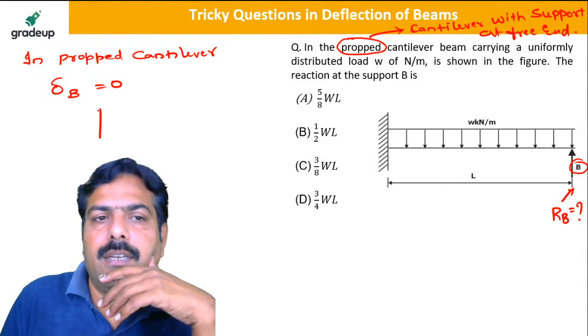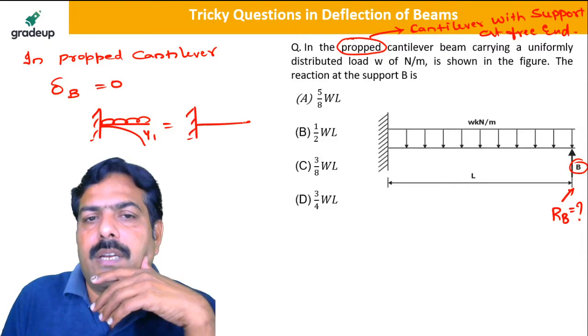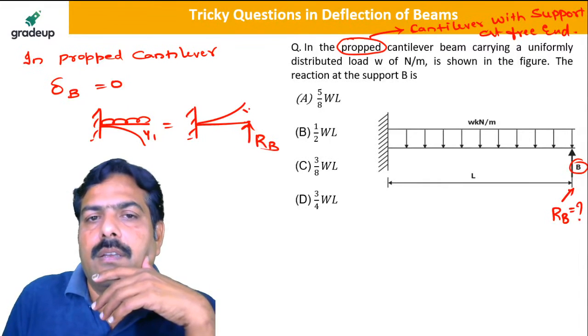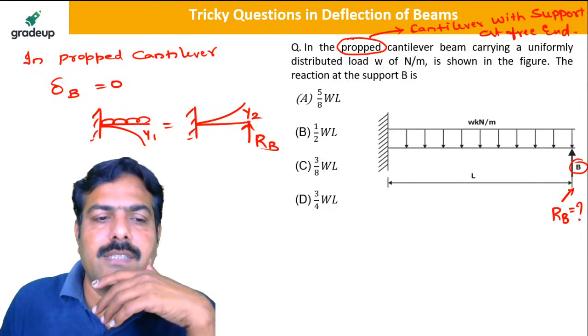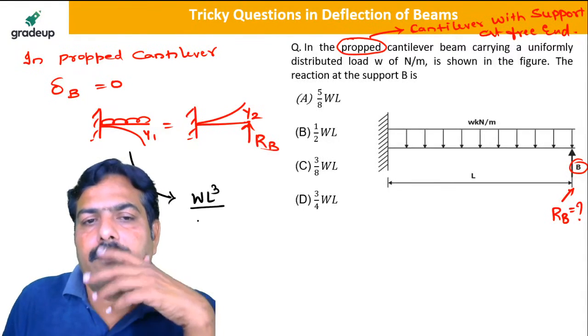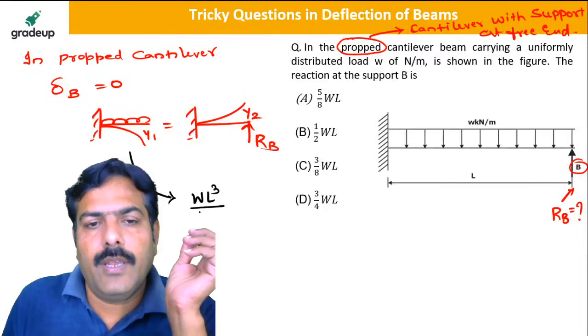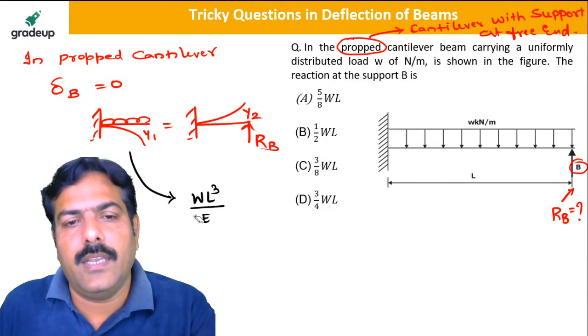So I can say that a cantilever subjected to UDL, that is Y1 deflection, should be equal to a cantilever subjected to RB, that is Y2 deflection. So when you equate these two, then only you get the deflection as 0. So what is the answer for this? The answer for this is WL cube divided by 3EI, sorry, it is 8 EI.